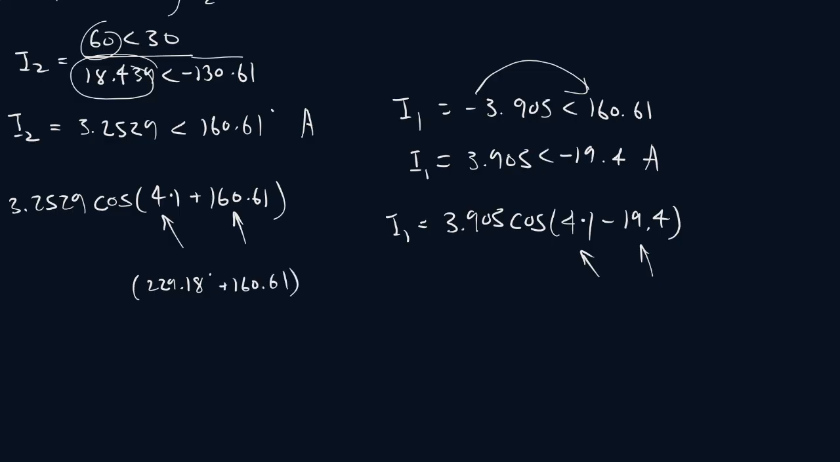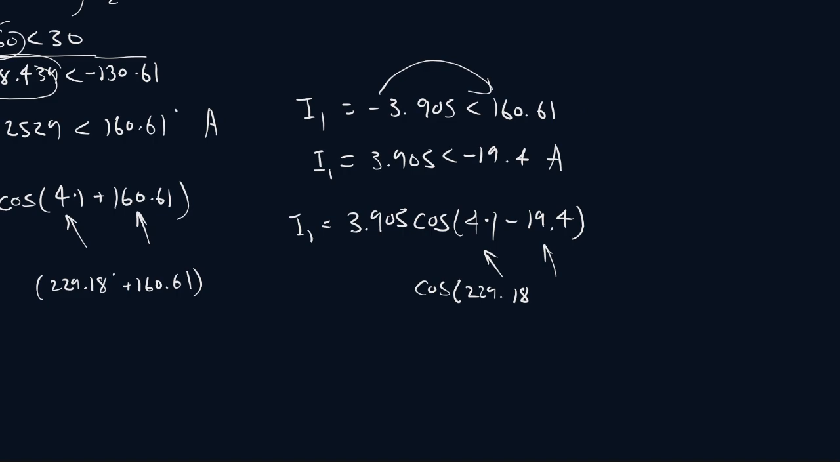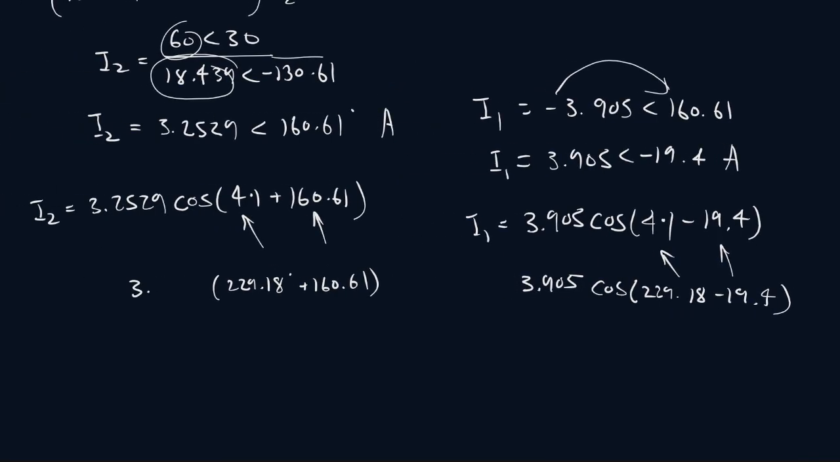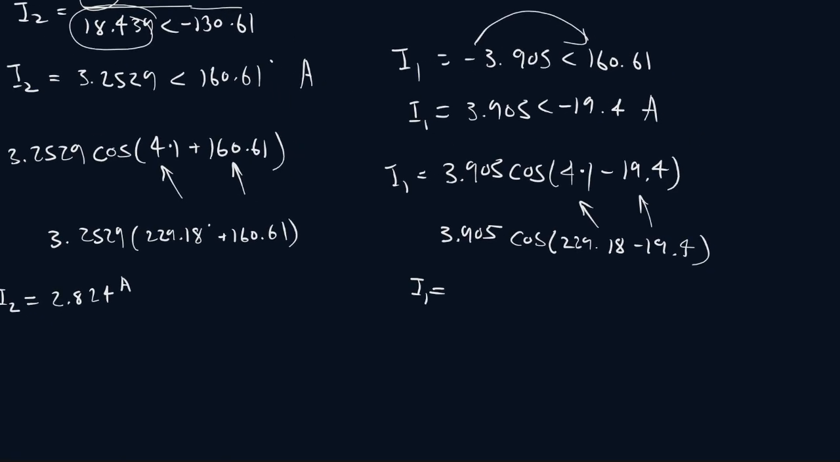229.18 degrees plus 160.61. And same goes for the other one: 229.18 minus 19.4. Okay, so 3.905 and 3.2529, and you get the following answers. For I2, you should get 2.824 amps, and for I1, you should get minus 3.389 amps.